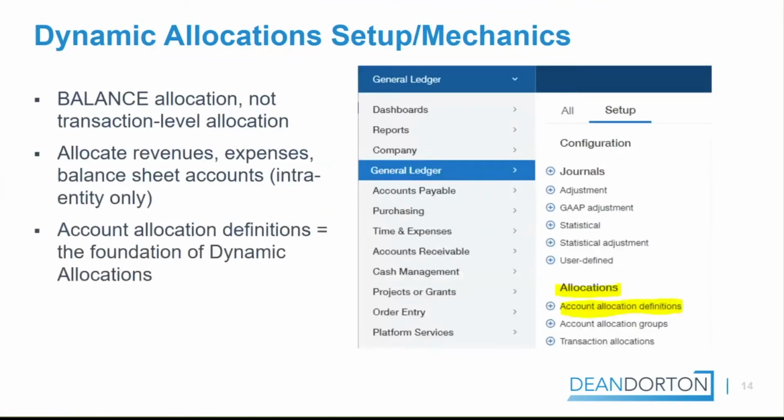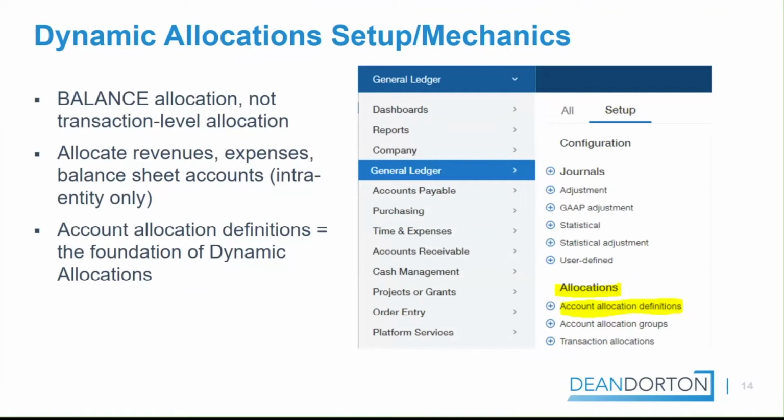As I said before, dynamic allocations are a balanced allocation. They're allocating the balance inside a GL account or a group of GL accounts, and then doing that allocation based on the parameters that you define. They are not allocating every single transaction inside your GL accounts. They're allocating revenues, expenses, and balance sheet accounts, currently intra-entity. There are some workarounds for doing multi-entity allocations, and also on the roadmap for dynamic allocations is inter-entity allocations, which is going to be really cool. And it's not on the too distant roadmap.